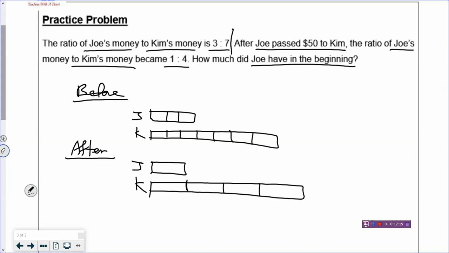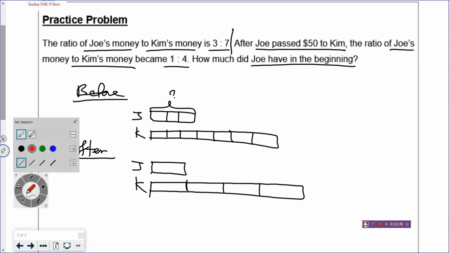Yes, you can actually, but if you find that it's a bit messy to put the $50 in the model, then you can leave it out. I think Mr. will leave out the $50 so that the model looks as clean and neat as possible. Okay, now, how much did Joe have in the beginning? So the question mark will be over here. And we are done with the model.